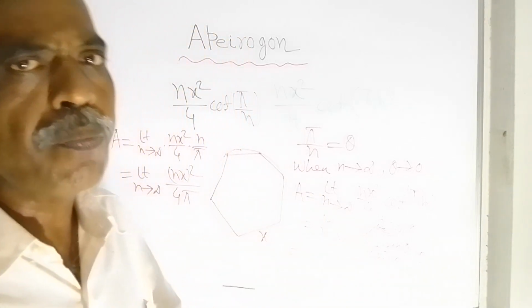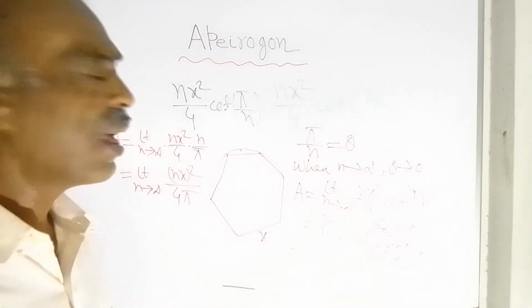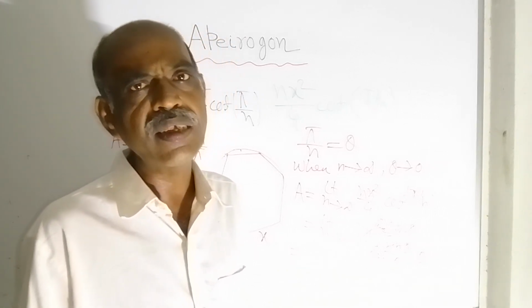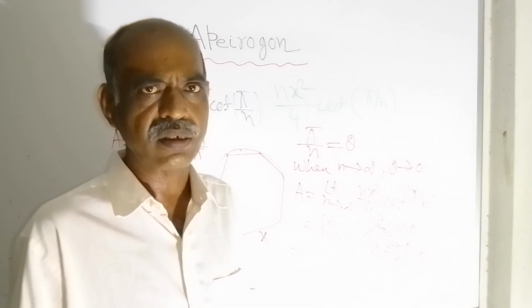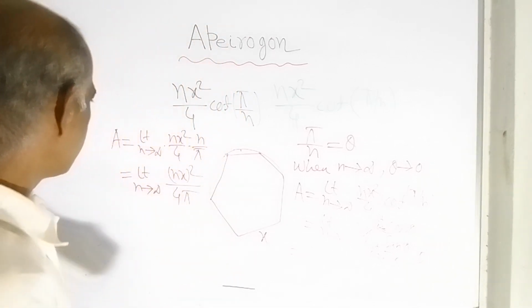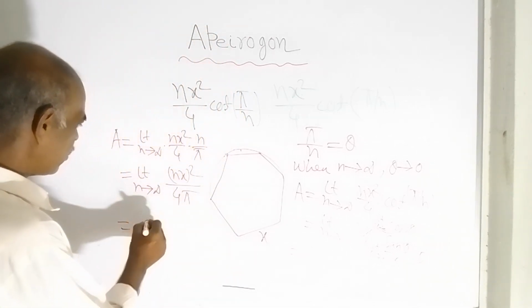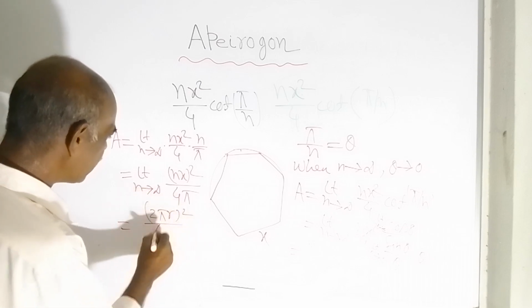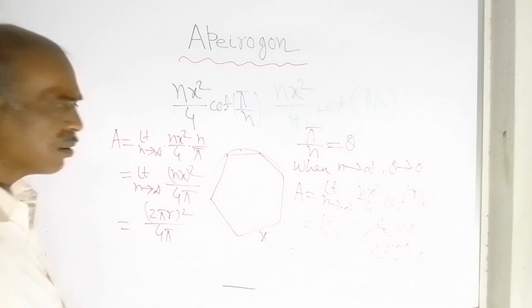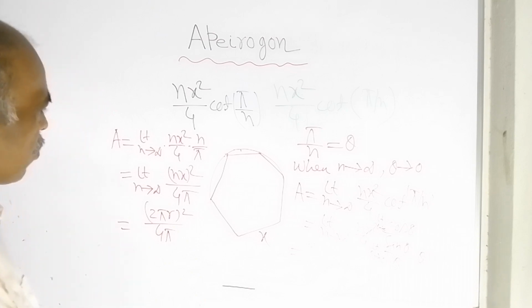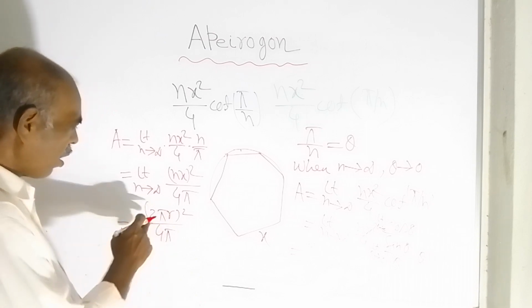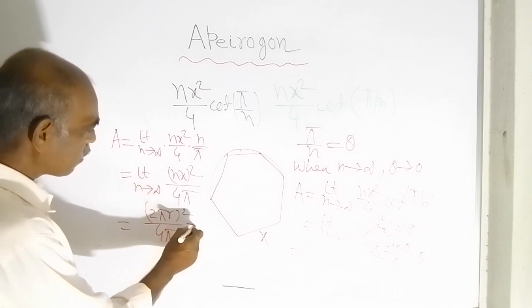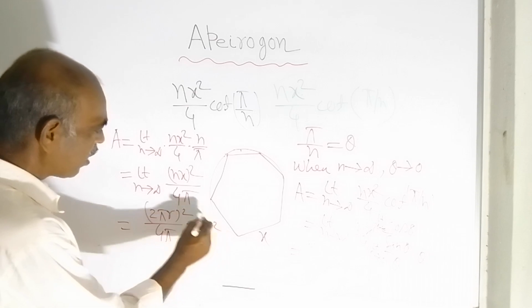So nx is equal to periphery of the circumference of the circle, and circumference of the circle is equal to what? That is equal to 2 pi r, where r is the radius of the circle. Okay, so you write that thing. So 2 pi r whole square divided by 4 pi. Okay, so this becomes what? 4 pi square r square. Here 4 pi is there. So this becomes pi r square.